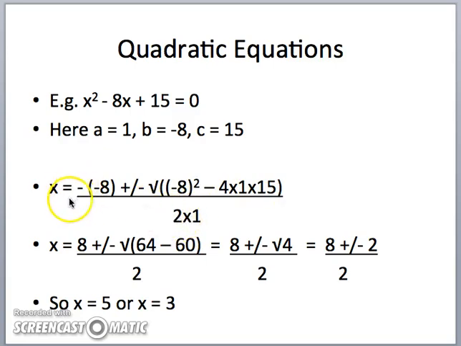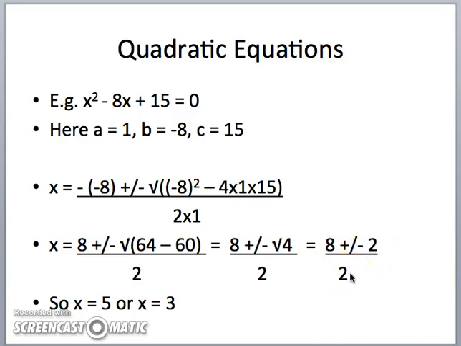So if we simplify all that, the minus 8 at the beginning becomes 8, plus or minus the square root of, well, we've got minus 8 squared, which is 64. And then 4 times 1 times 15 gives us 60, so we have 64 minus 60, and we take the square root of all that, all divided by 2, which simplifies to 8 plus or minus the square root of 4, because 64 minus 60 is 4, all divided by 2. We all know the square root of 4 is 2, or minus 2, that's where the plus or minus comes in. So we have 8 plus or minus 2 over 2.